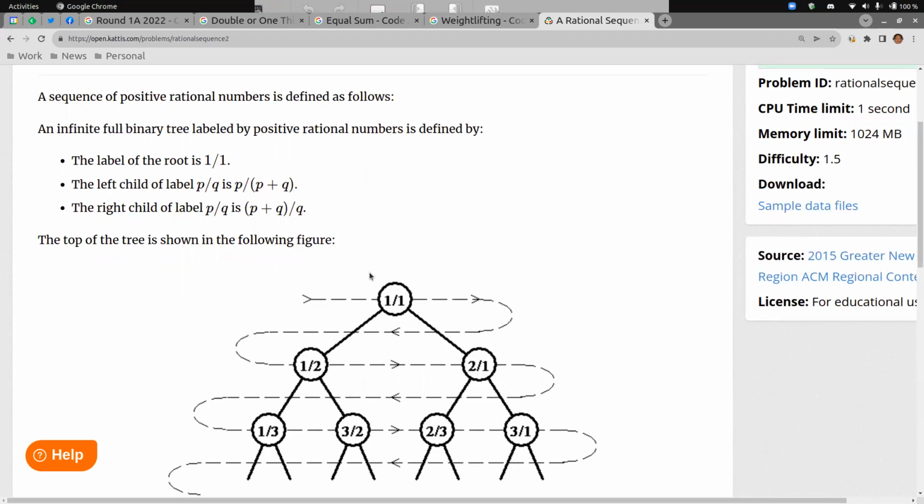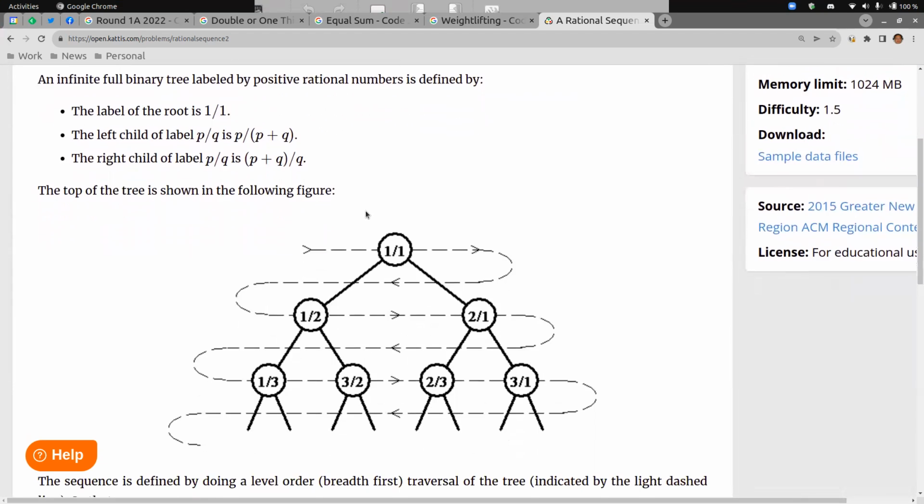So when you have this tree, here you have 1 over 1 as the root. When you add the top and bottom together and replace the denominator, you get 1 over 2. Or you can replace the numerator, you get 2 over 1. That's your right child. And then let's look at 2 over 1. If you replace the denominator, 2 plus 1 is 3, so it's 2 over 3. And on the right child, you replace the numerator, it's 3 over 1.